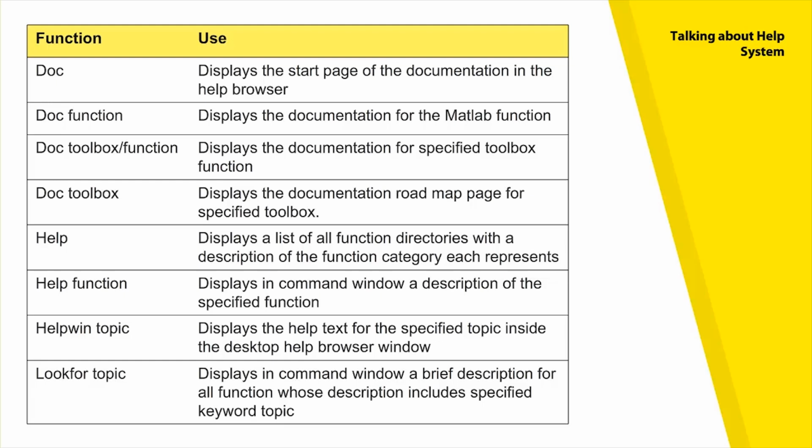Then to see some topics inside the help window, we call the helpwin function followed by the topic name. Last we have the lookfor command followed by the topic name that displays a brief description that includes the provided keyword in the topic name.